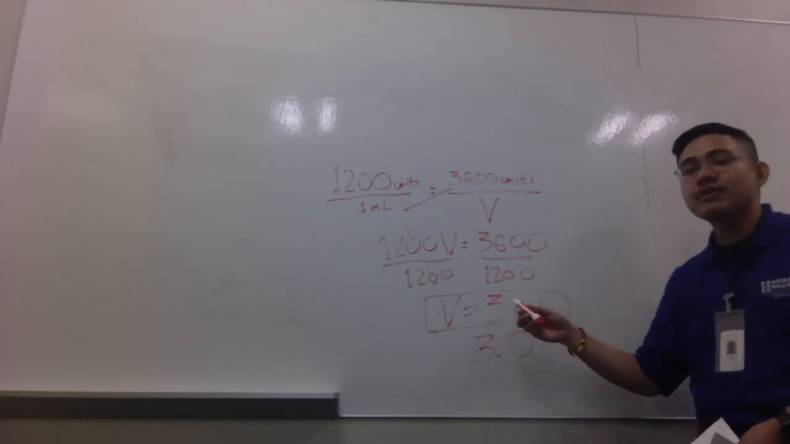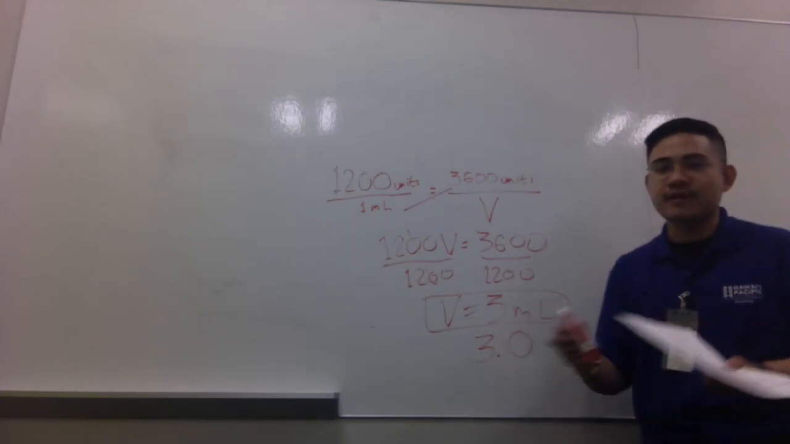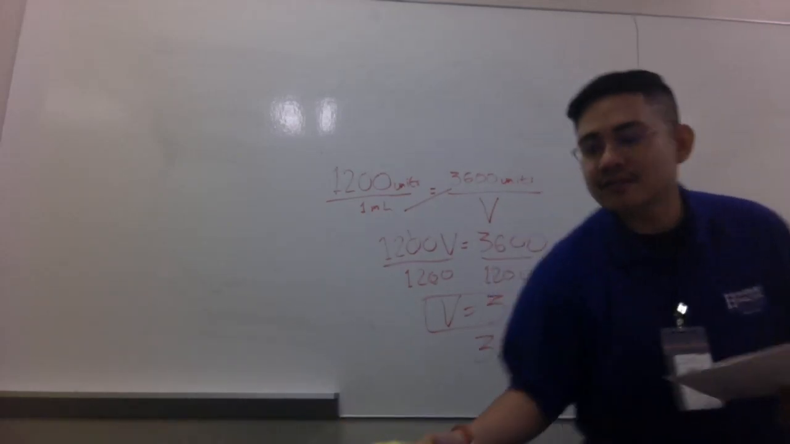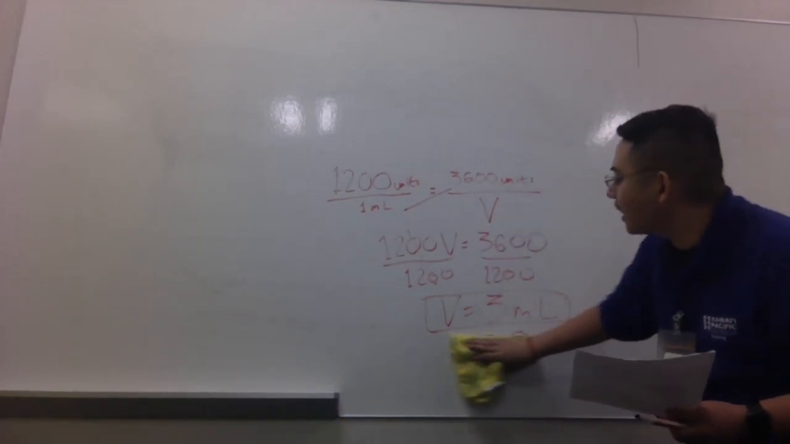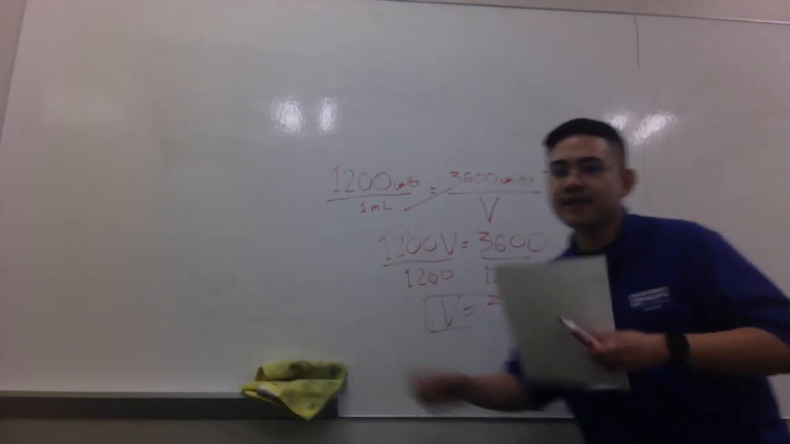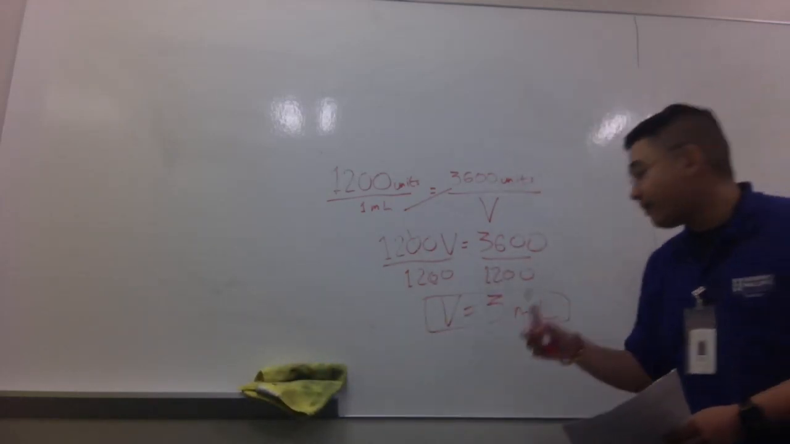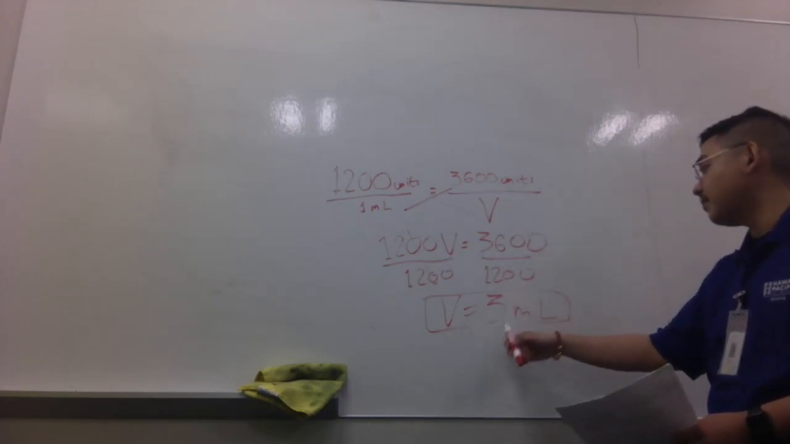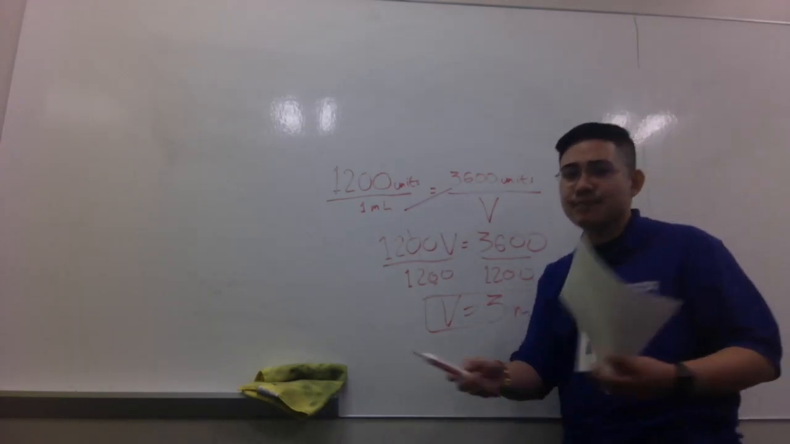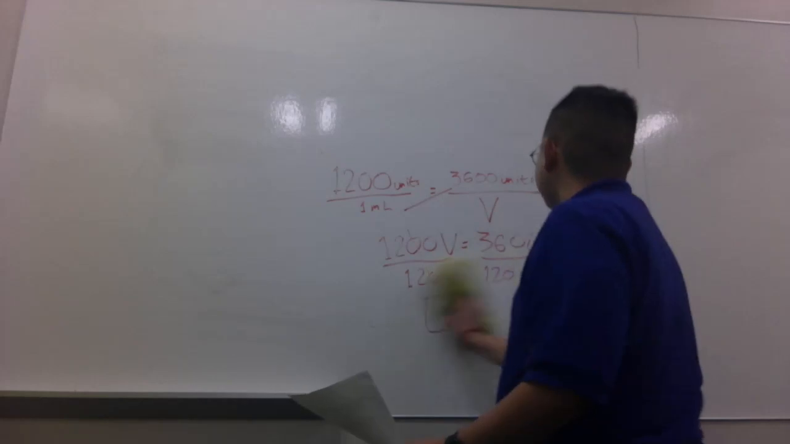Just stick with the 3. Don't put 3.0. Otherwise the computer will just falsely accuse you of putting the wrong answer. So in this case, the answer is 3 ml. In the computer, you put 3. If it were a paper exam, you just write down the variable, the number, and the units. But again, it's computerized, so just put the number only.